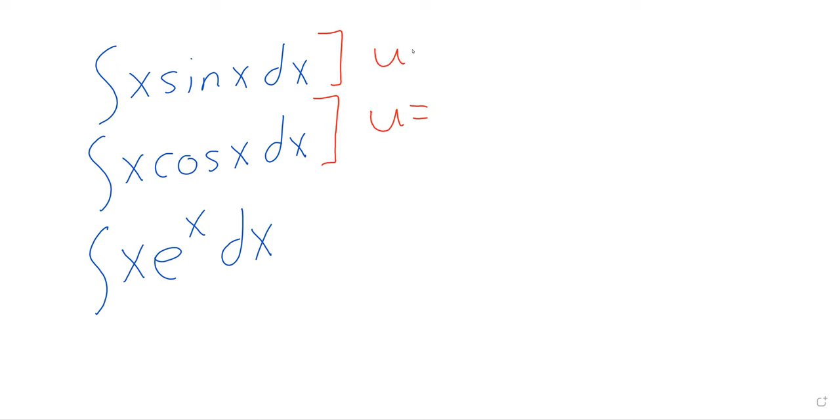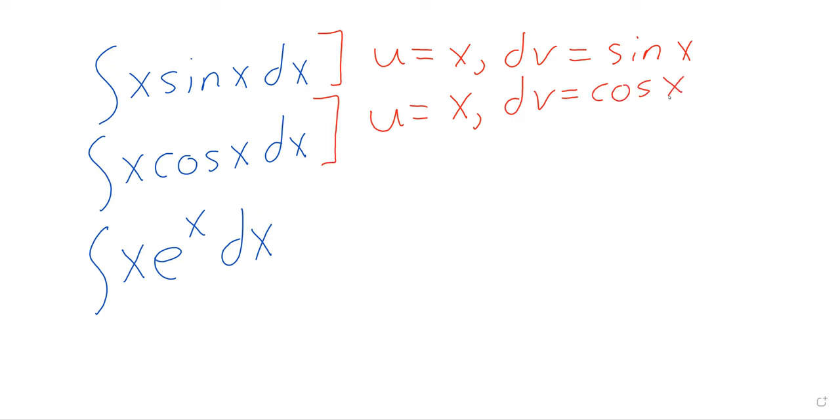Here, we did it by letting u equal x, dv equals the sine of x. This second example is in a sense important, but it's so similar to the first example. So let's do this as the next example we run through. It's a very clean integration by parts problem.